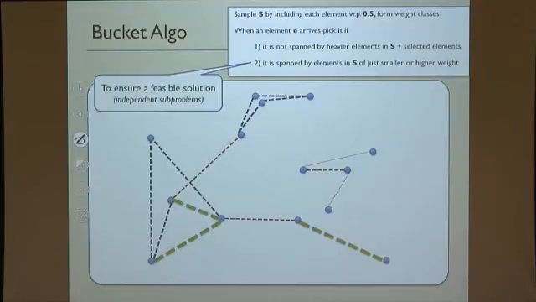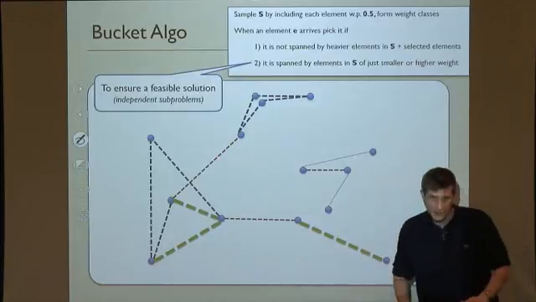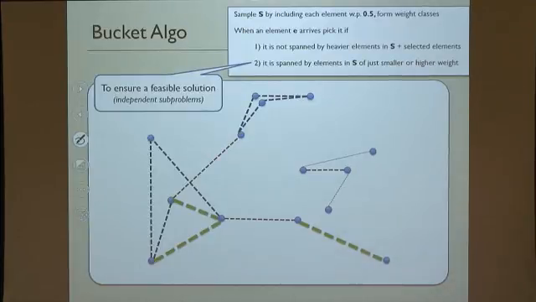Suppose we have this sample. So the green edges are the heaviest ones that we saw in the sample. The blue ones are the second heaviest. The red is the third heaviest. And these violet guys here, they are the lightest. Okay? Now suppose a blue guy arrives.